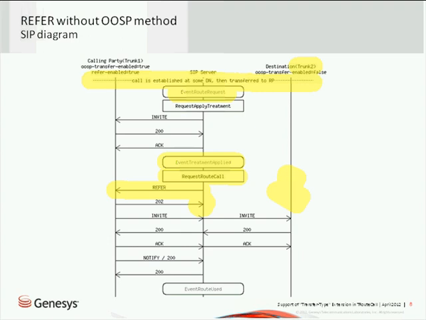Caller accepts this request and sends invite not to the destination, but to SIP server. SIP server just proxies it to the destination. The new dialog is established. Caller, once it's established, says, I'm fine, I performed the transfer, and this notify will be the indication of successful routing completion. You can see that compared to refer with OSP, SIP server remained in the call path.